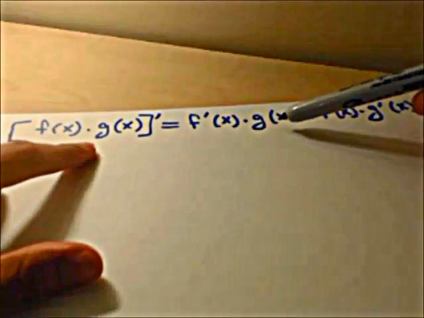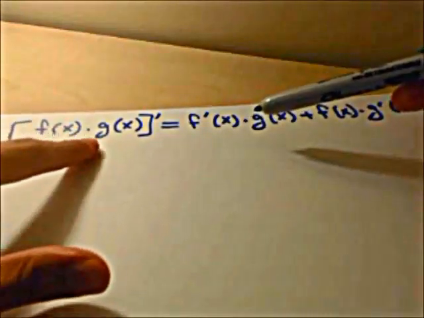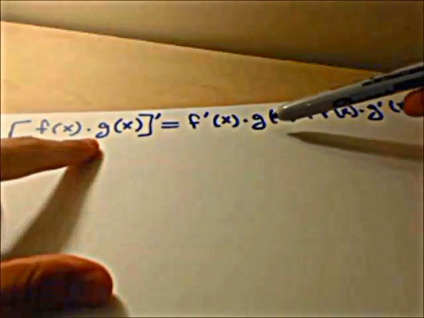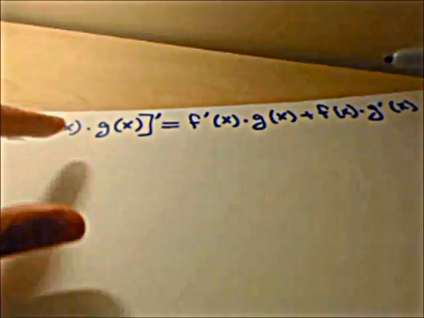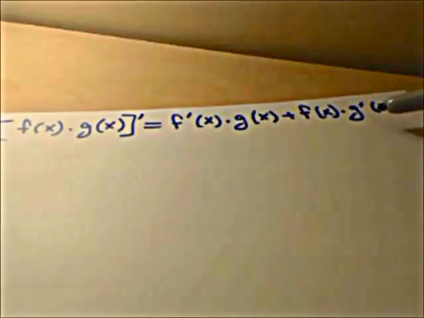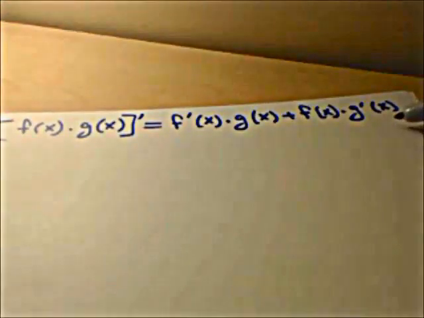as it is. So we take the derivative of the first function times the second function without taking the derivative of it. Just leave g of x in its original form. Plus, now we switch. We take the derivative of the second one times the first one. So derivative of the first one times the second one plus derivative of the second one times the first one. So that's all there is to the product rule.